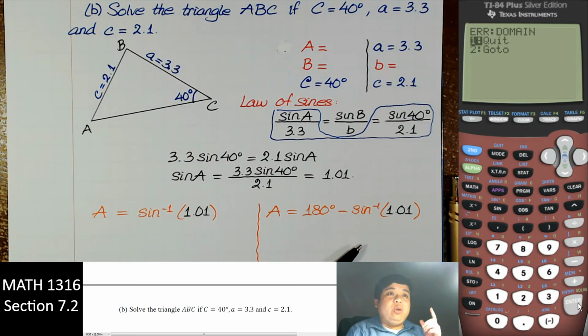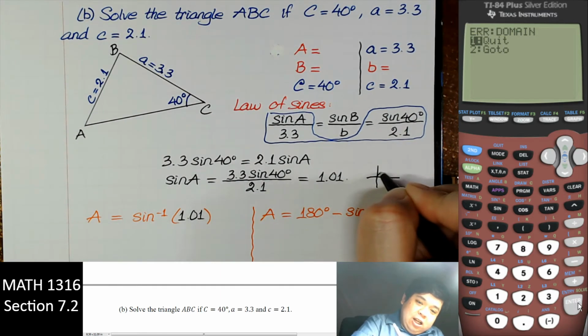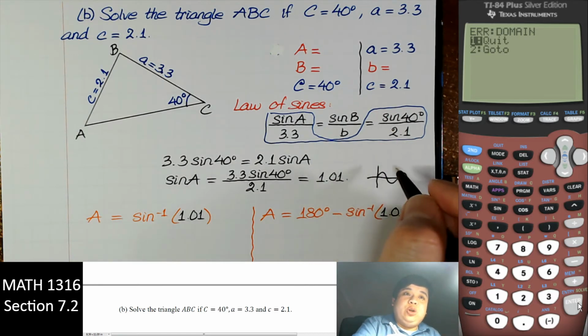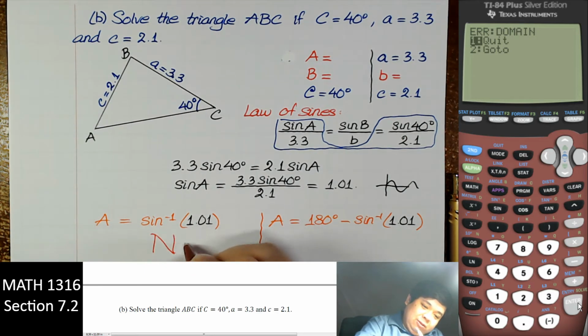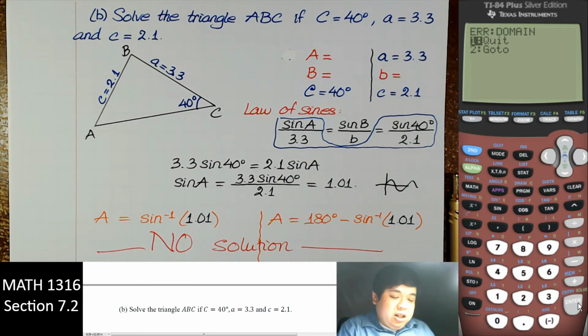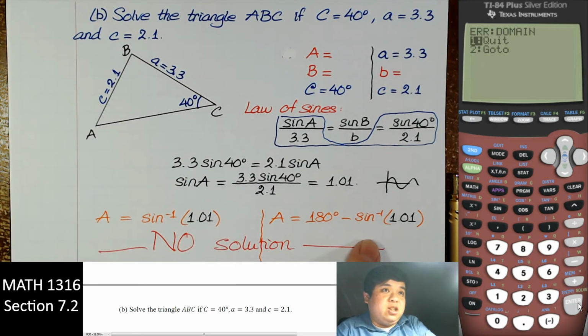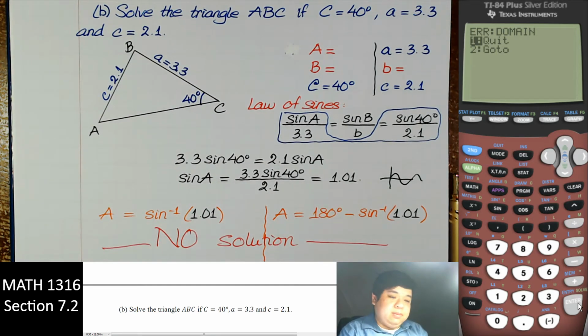Right. So there's nothing wrong there. We get an error in the domain. So remember, sine is the wave, right? It's bounded between -1 and 1. This is 1.01, outside of the range. So there's no solution, because the sine inverse does not exist. So for both of them, the sine inverse of 1.01 does not exist, so in this case, none of them will work and we have no solution.